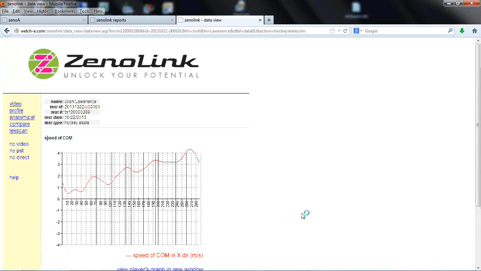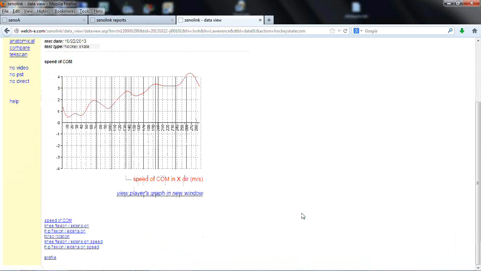It's a Xenolink data view analysis for Josh Lawrence. This is acceleration from dead stop.